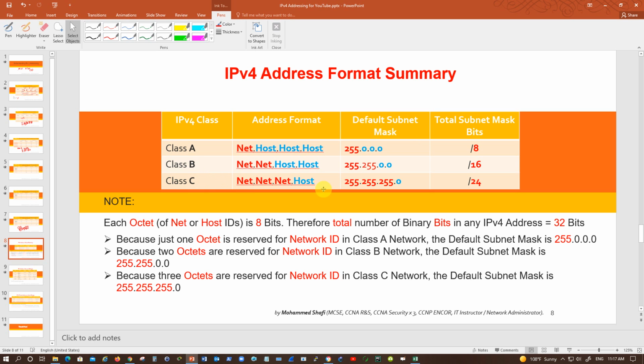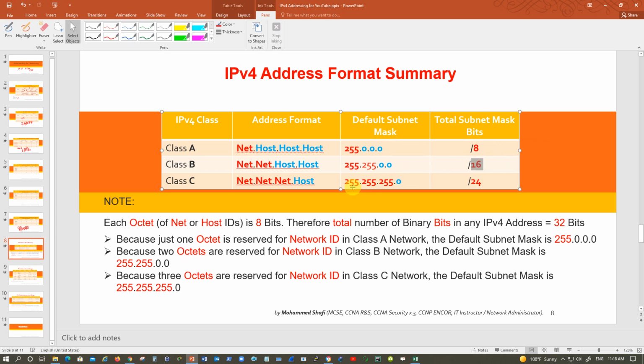And class C, 3 octets. Also, you will often find the subnet mask being represented as /8, /16, /24. What does this mean? It is actually referring to the binary bits inside a subnet mask. How many bits are turned to 1? Because 255 means all ones, 8 ones. So since we have just 255 in class A networks, this means I have only 8 bits representing my network ID. Since we have 2 octets representing net ID here, 8 plus 8 will give me 16.